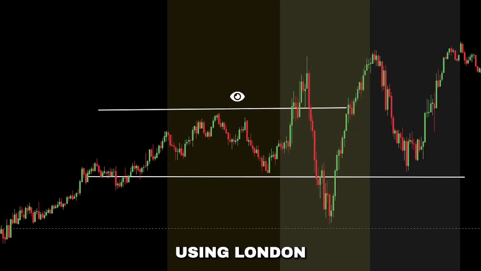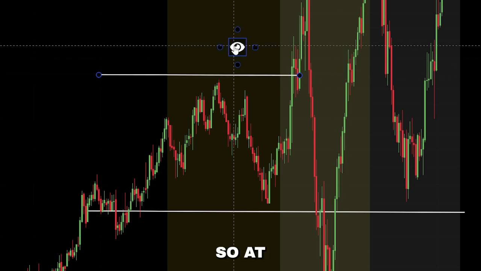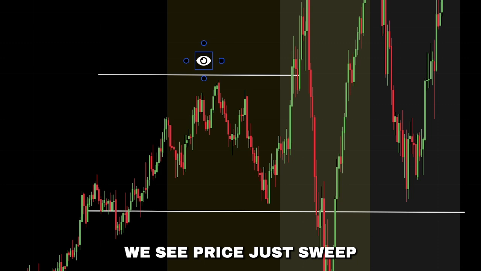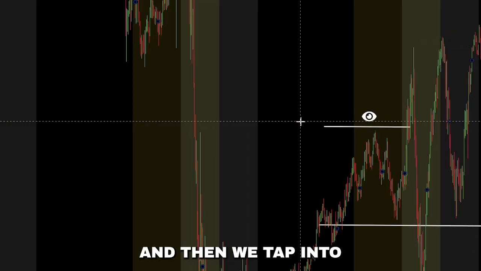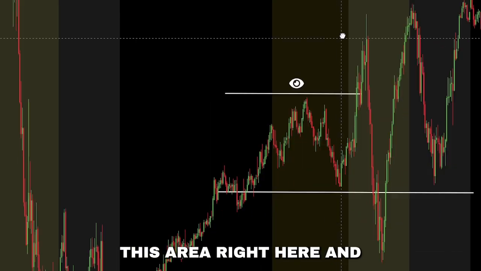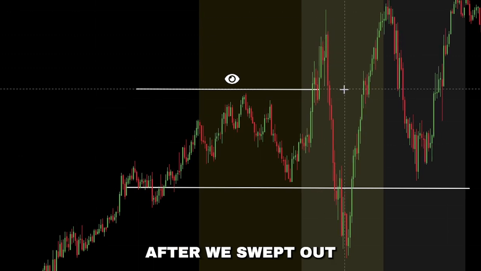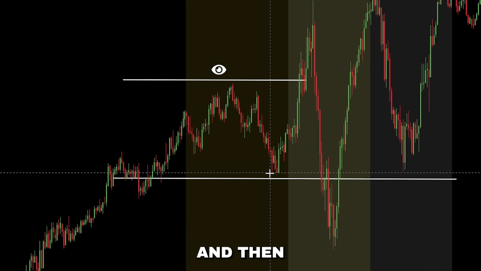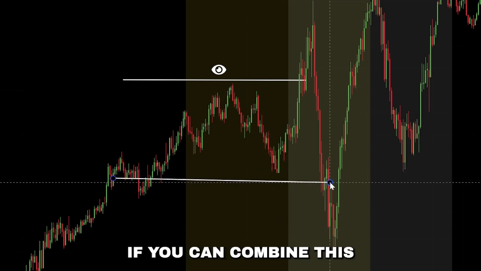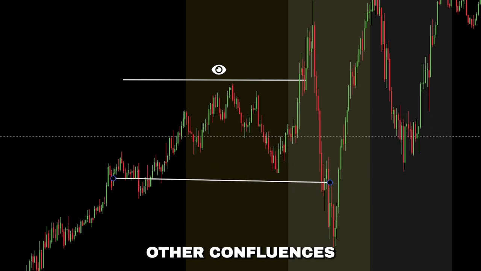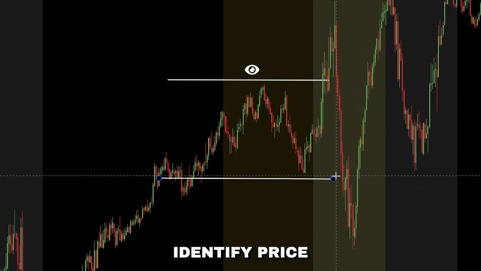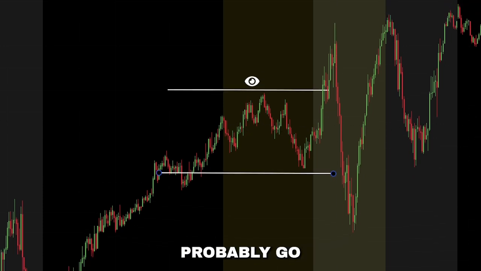Since I trade New York, I like using London high, London low. So at the open, what do we see happen? We see price just sweep above London high for a while. Then we tap into this area right here. And then guess what? We reject after we swept out all this London high liquidity. We go lower and then we take out London low as well. If you can combine this with a couple of other confluences, you'll have a really good system where you can identify price directionally and know with confidence where it will probably go.